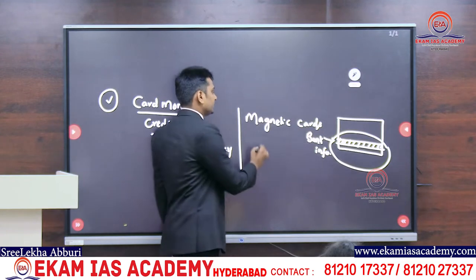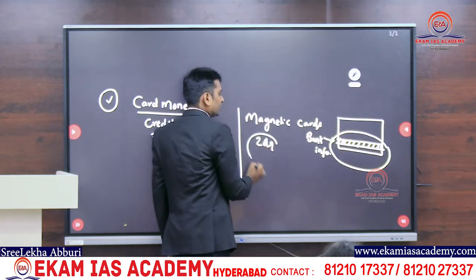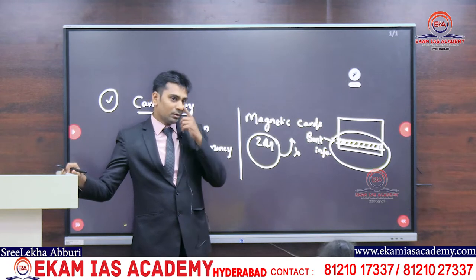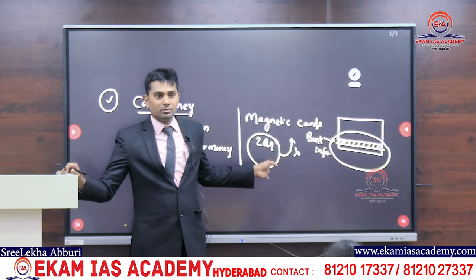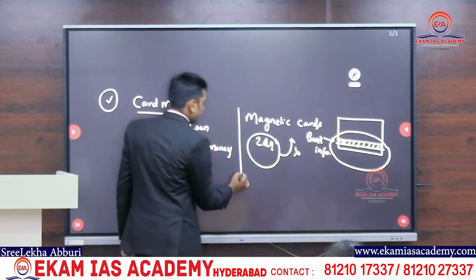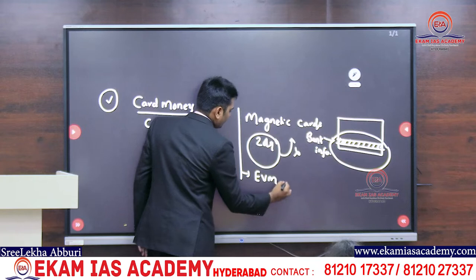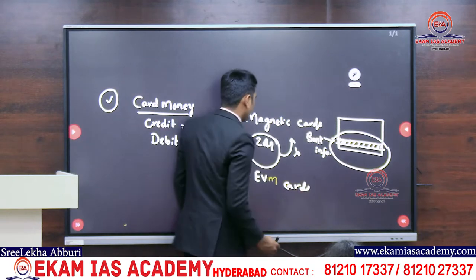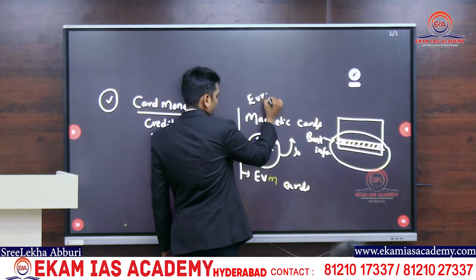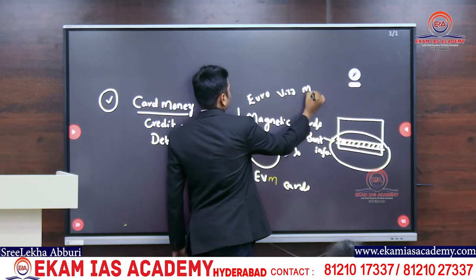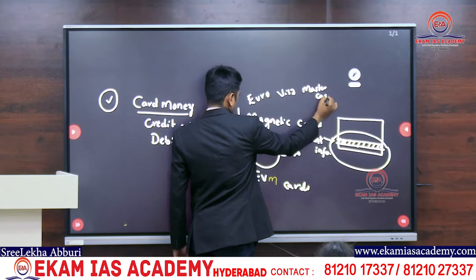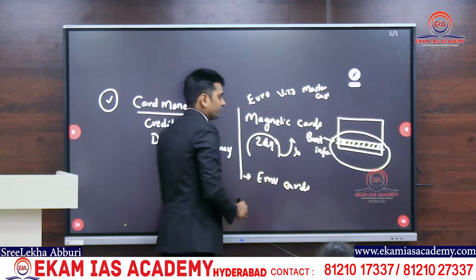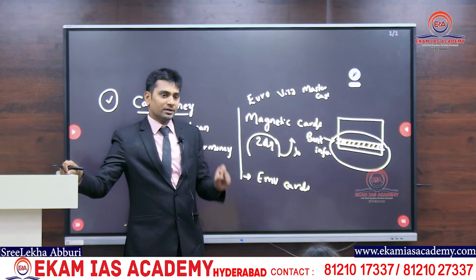From 2019 RBI said all the banks have to discontinue this magnetic type of cards. From then onwards, whatever cards you have received after 2019, you will find them as EMV cards. What do I mean by EMV cards? The short name of EMV is Europay, MasterCard, Visa payment, right? These are the cards that are going to come now.